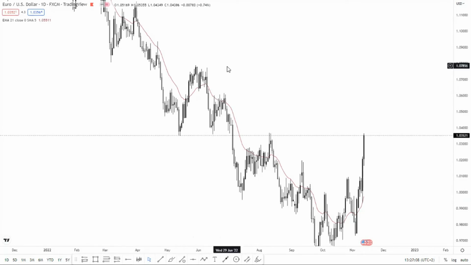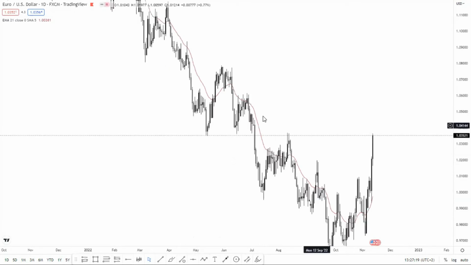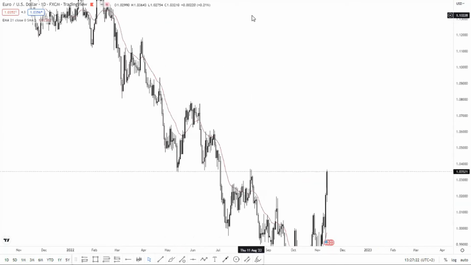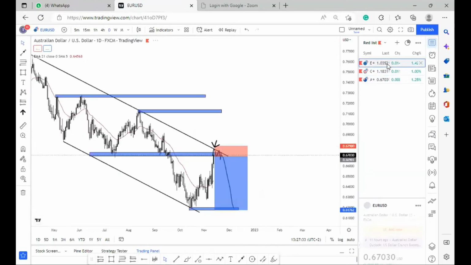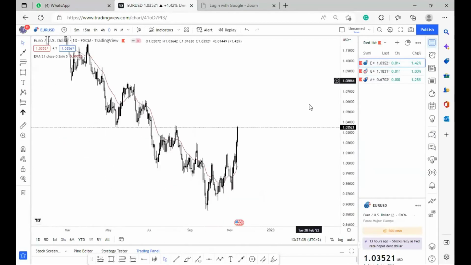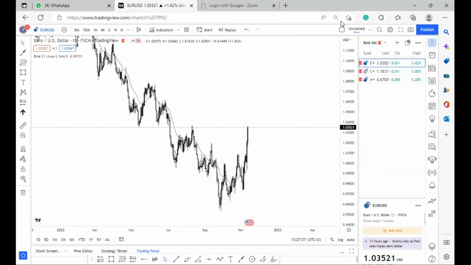So when AUDUSD is going down, EURUSD is also likely to go down. Okay, let's do this. I wanted to go to a lower time frame. Okay, let's get into it.